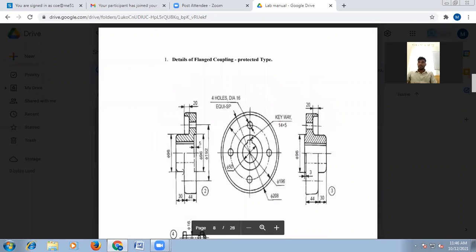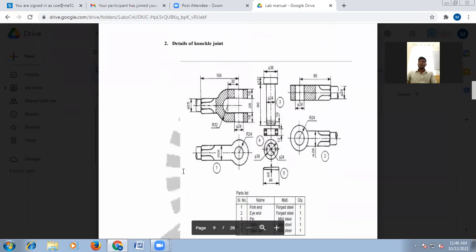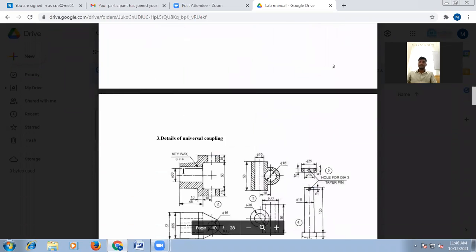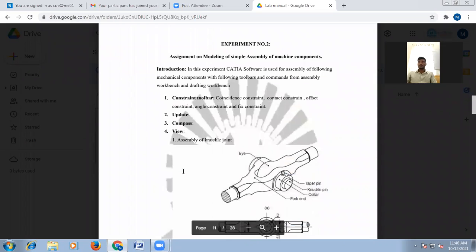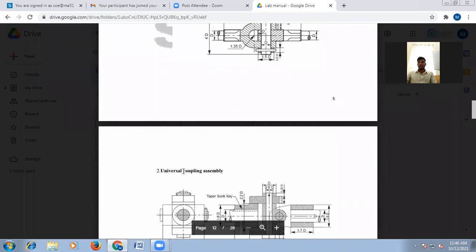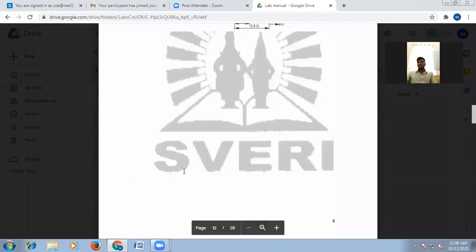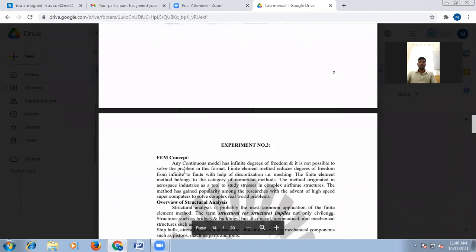Now you can see the second example. There's a flange coupling. This is the part drawing we will draw. Second, knuckle joint. Third, like this, some examples. Then second experiment, you can see the assembly purpose. We have taken the example of a simple assembly, knuckle joint, then universal coupling joint. Like this, we will see one to part drawing and one to assembly drawing.